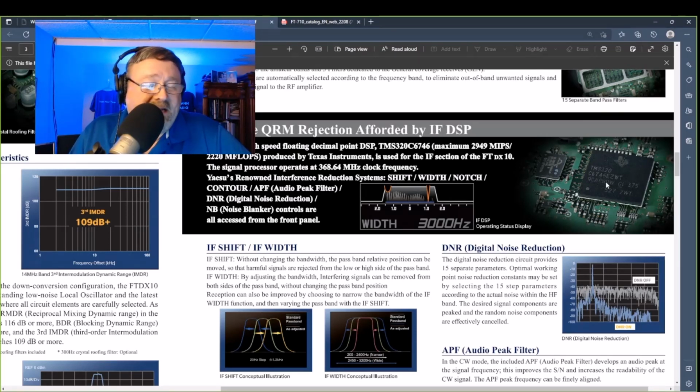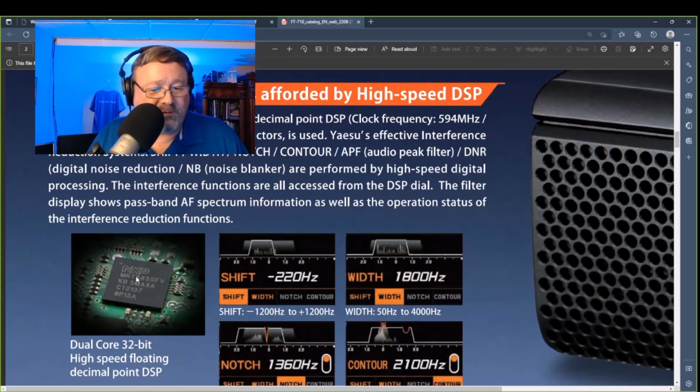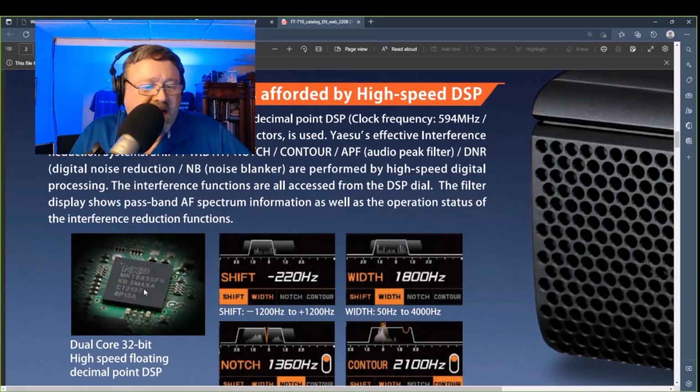All right, so now let's take a look at the brochure for the FT710 AESS. Over here, bottom left, make sure you can see it. Yes. Okay, so that is an NXP chip. So Yaesu has taken a departure from the Texas Instruments world with this radio. It is NXP Semiconductors. The part number for the chip is MRT685 SFV.